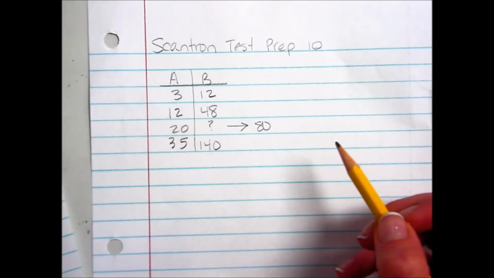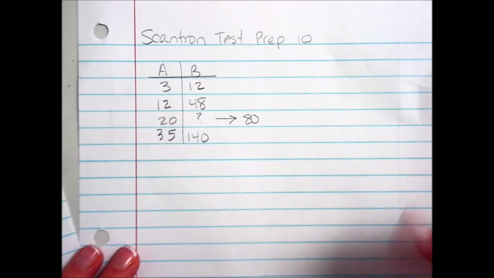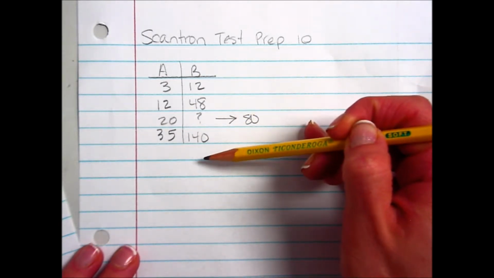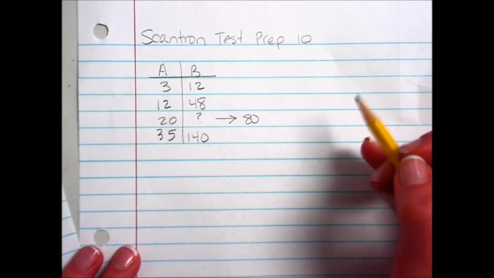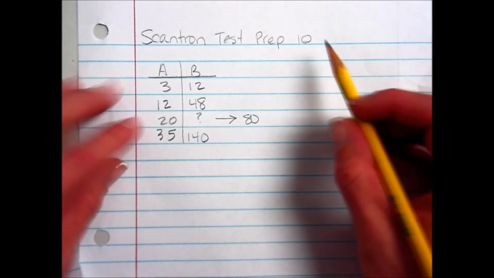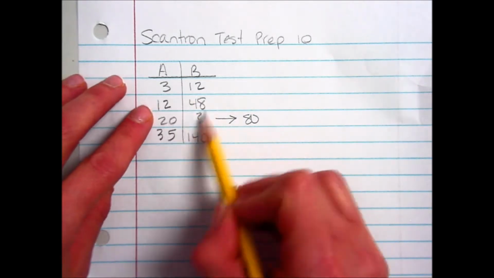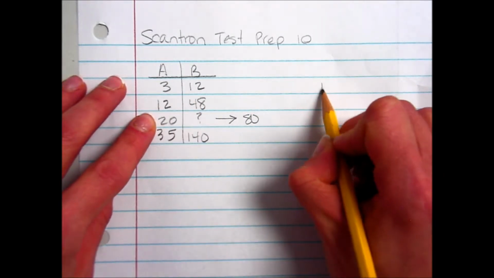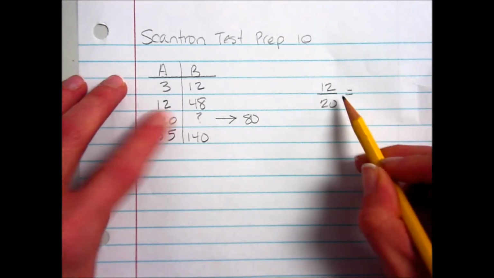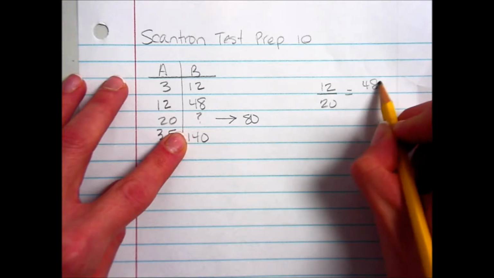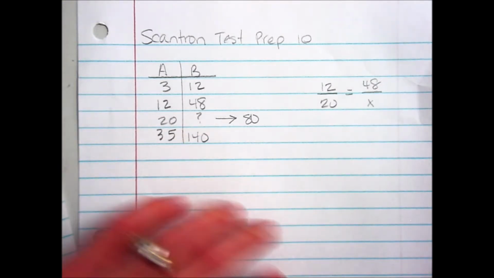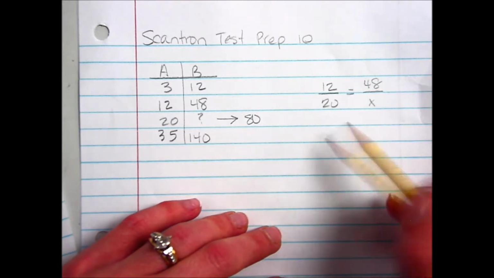Okay, now if it's not a simple rule, it might be a 2-step rule where you have to find your multiplier and then add or subtract to get that output value. Or let me remind you how to work with proportions. If you take just 4 spaces from the table and make it into a fraction, 12 over 20, it would need to be proportional to 48 over this unknown, which we can say is x.